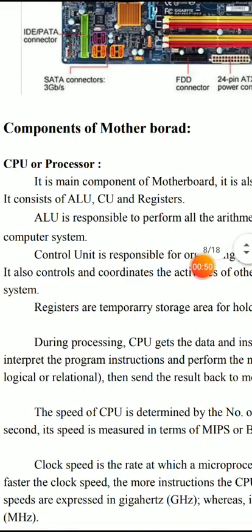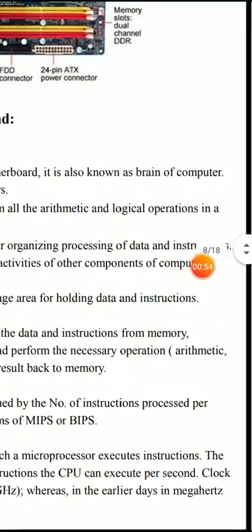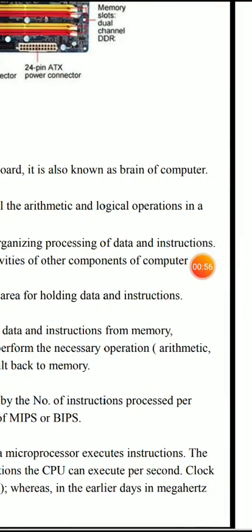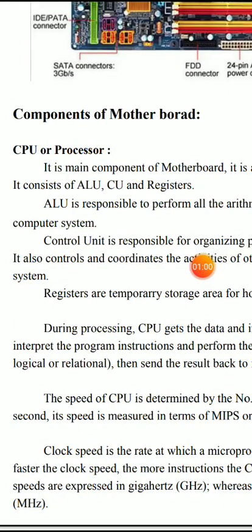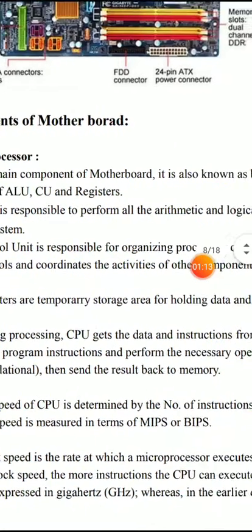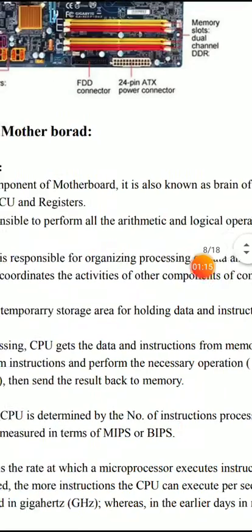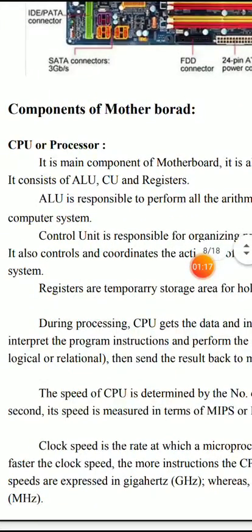Our next part is the control unit. The control unit is responsible for organizing the processing of data and instructions. Because it has to get the data and instructions from the memory, it will organize the data as well as instructions in the form of a program. It brings the data and the instructions from the program to the processor. It also controls and coordinates all the activities of the other components of a computer system.